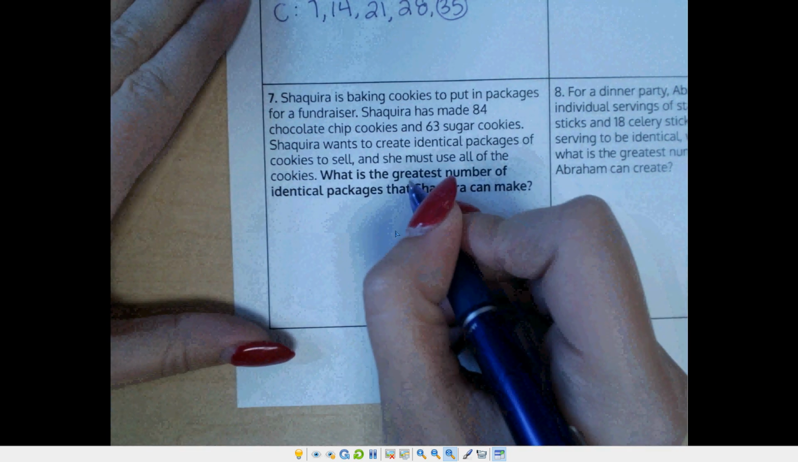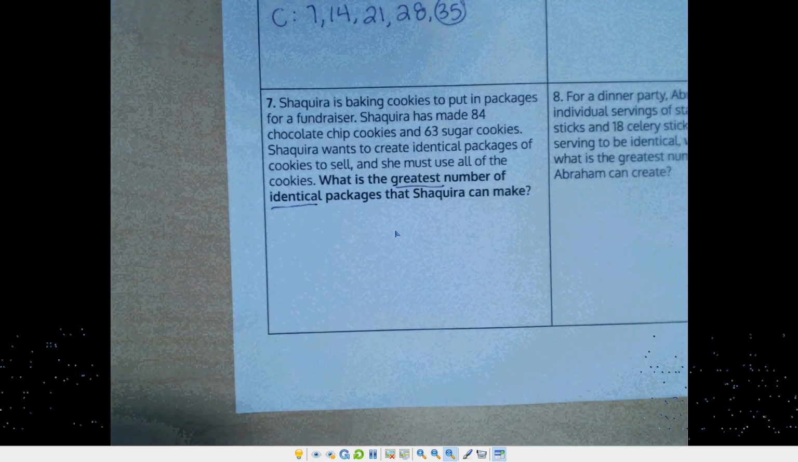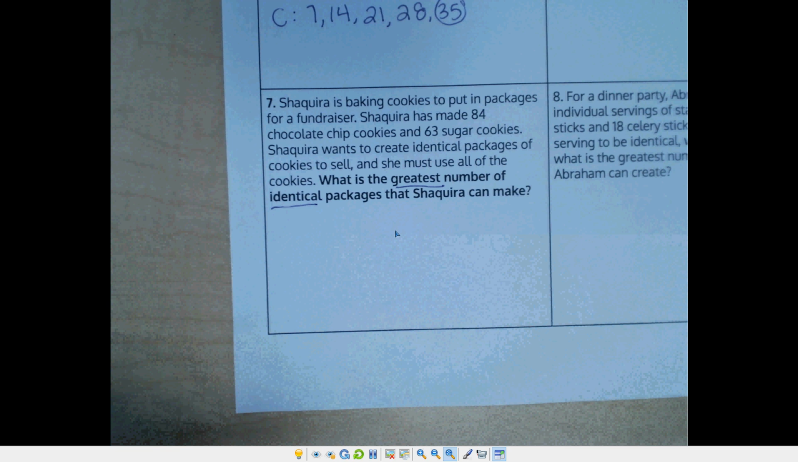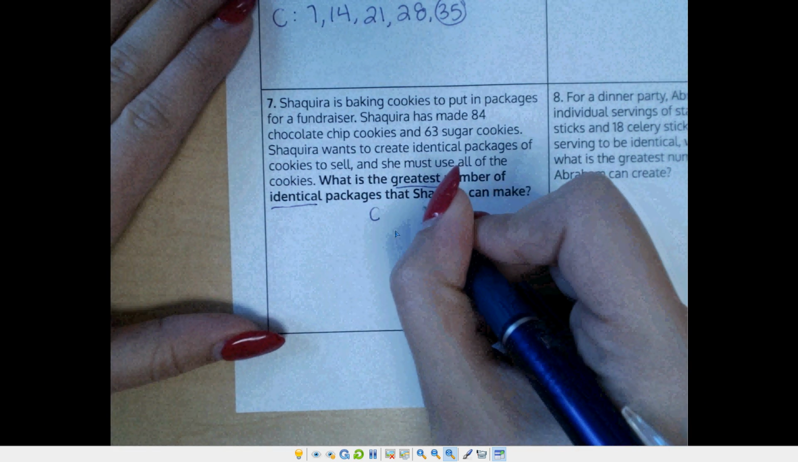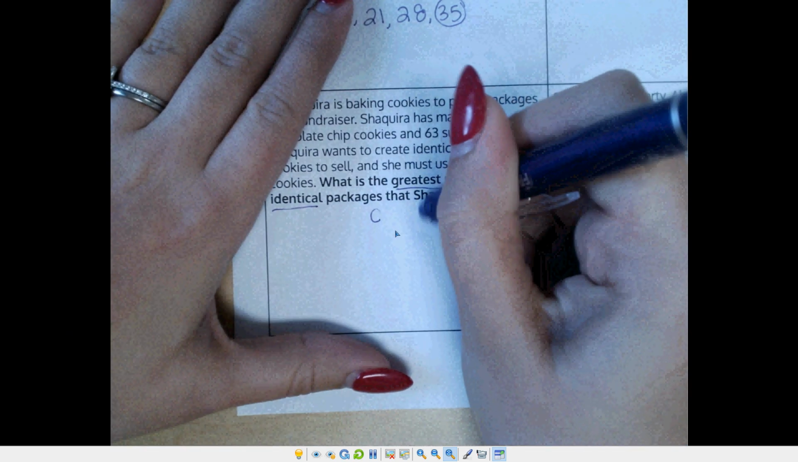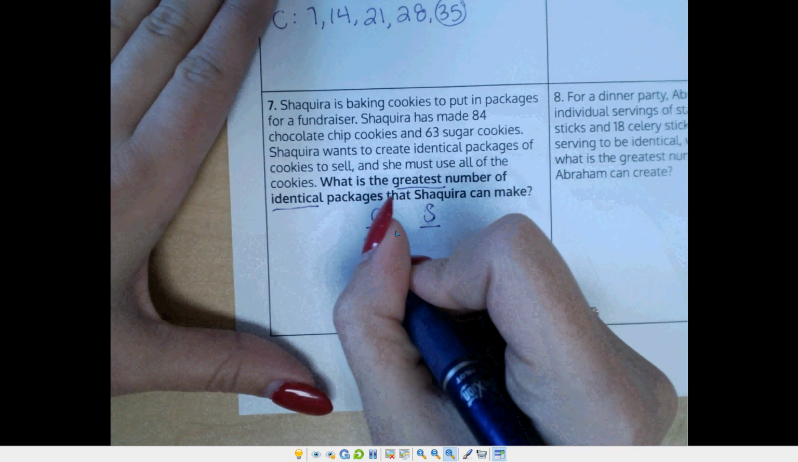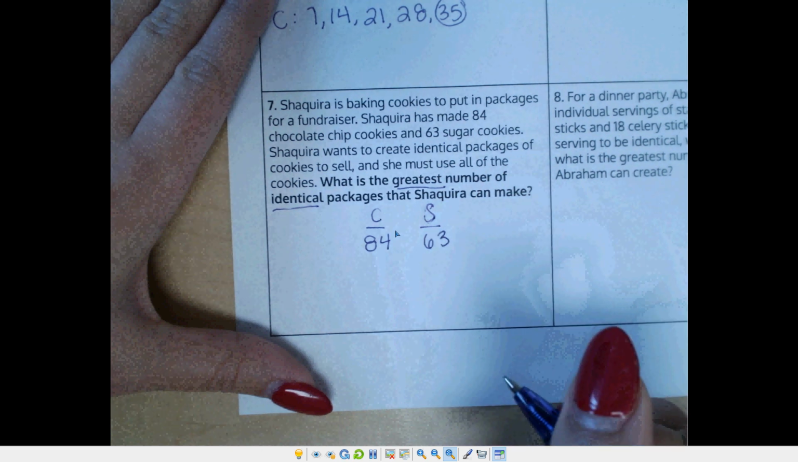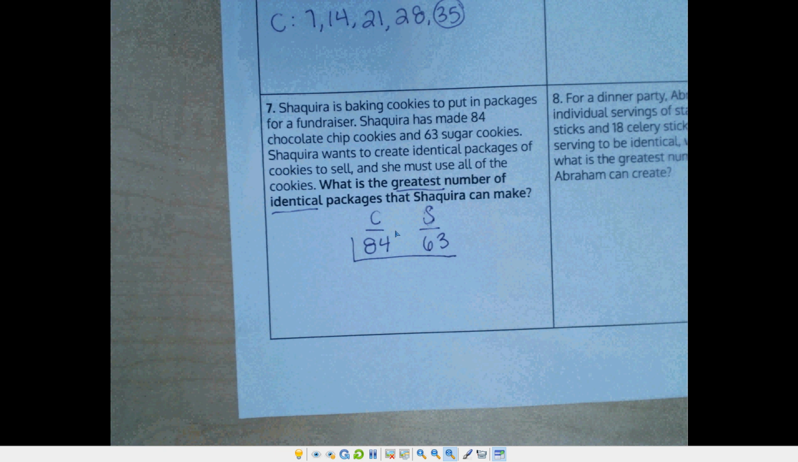So here it clues me in, greatest number of identical packages. That's what we're looking for when we are finding greatest common factor. The greatest amount of equivalent groups, okay? Equivalent means same, identical. All right, so what I do, I have my chocolate chip cookies and I have my sugar cookies. So I have 84 chocolate chip cookies and 63 sugar cookies. So I start by thinking, okay, what are these numbers both divisible by?